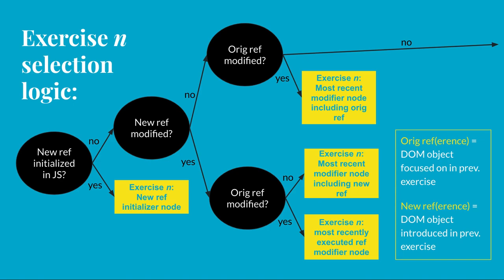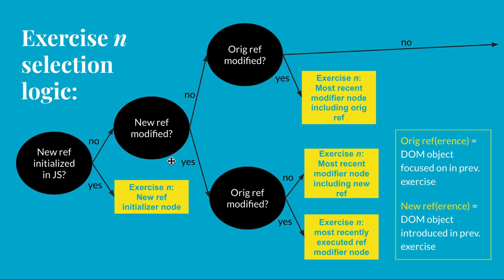There was a question during my status update of, okay, how does this happen? How could you get a new reference? That's the case where in the same code node there is more than one DOM object that is introduced, utilized, or referenced. So if the new reference, that new DOM object that has been most recently introduced, is initialized in the JavaScript, then the next exercise is going to be the initializer node for that new reference.